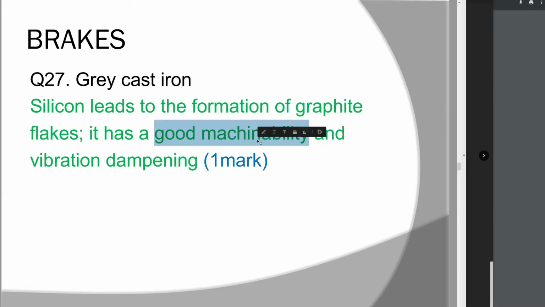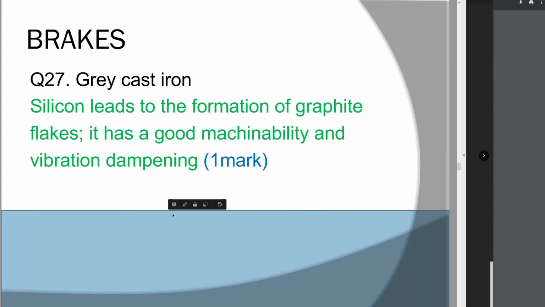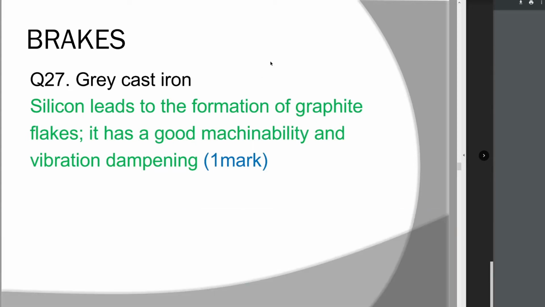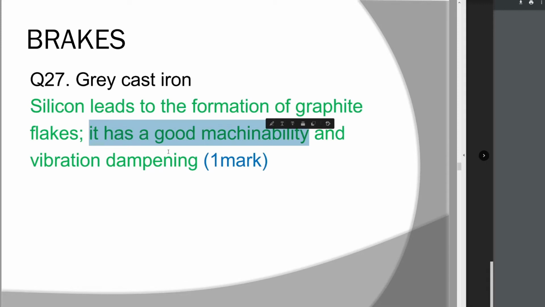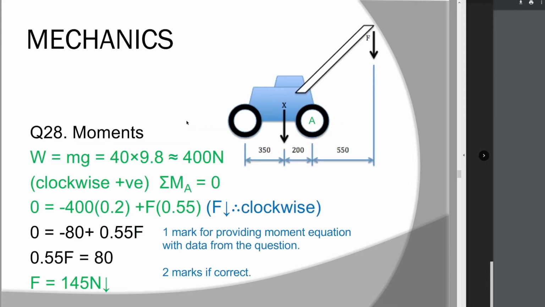And so here we have good machinability and vibration dampening. That's a pretty hard question. For 1 mark, that's pretty hard. I'm amazed I gave that 1 mark. I would make that 2 now. I think it probably would have been acceptable. I guess the thing is I have multiple choice, multiple things. You said silicon is used to create graphite. That's fine. If you said that it has good machinability, or if you said grey cast iron has, I don't remember what the actual wording of the question is now.